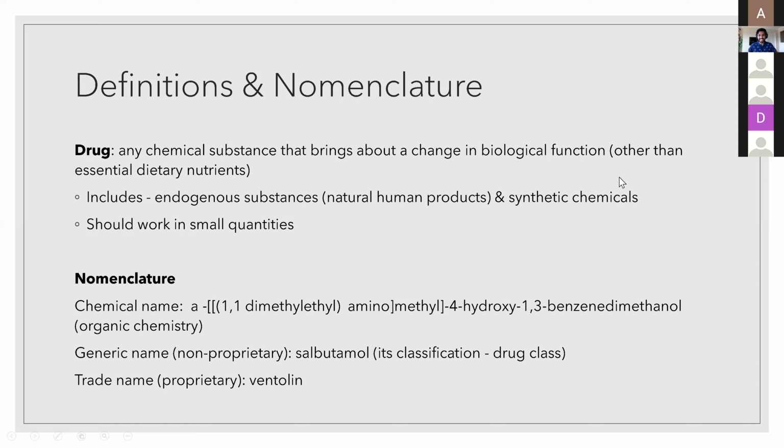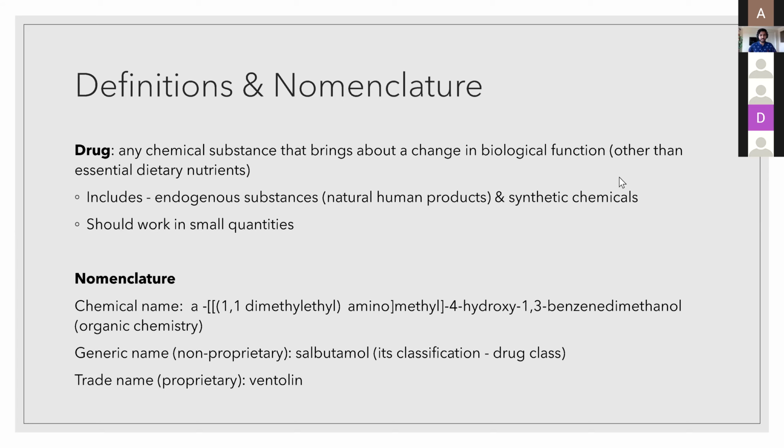So the definition of a drug is any chemical substance that brings about a change in biological function. And this does not include essential dietary nutrients. So it doesn't include water, vitamins, or minerals, for example. And they can either be endogenous, so this means it's produced naturally in the human body, for example, hormones. And it can also be synthetic, and this is essentially man-made chemicals that are usually produced in laboratories. And the idea of a drug is that they should work in small quantities.